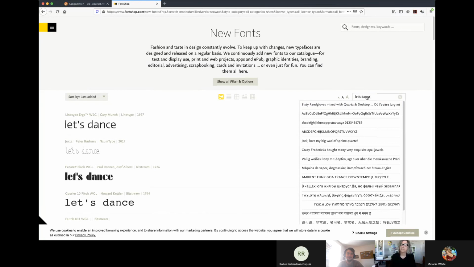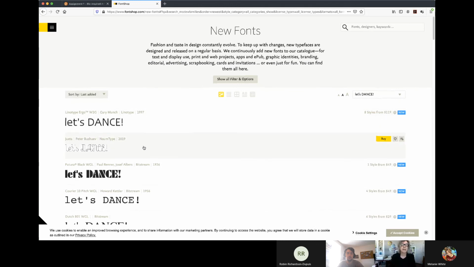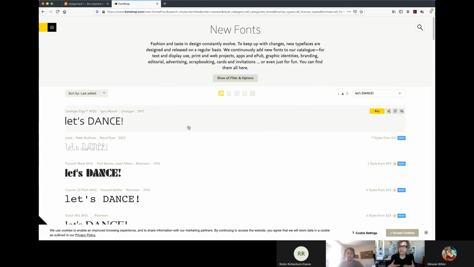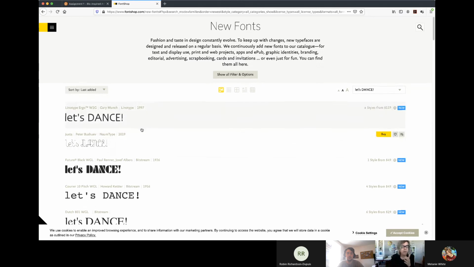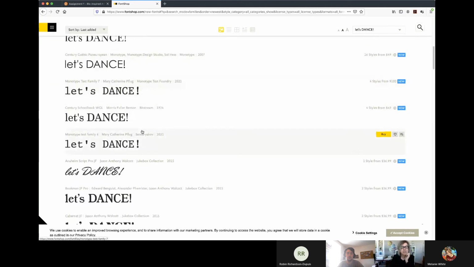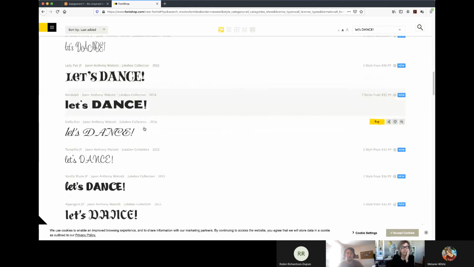Great, and I'll do it in capitals. Actually, let's do one lowercase and one capitals, just so we can see. Let's dance, and we'll even do punctuation here. So this is my environmental cause, this is my slogan, and now I can start to look, beginning with new fonts. I can explore all over the site, but I can start to see what I think works well with this.